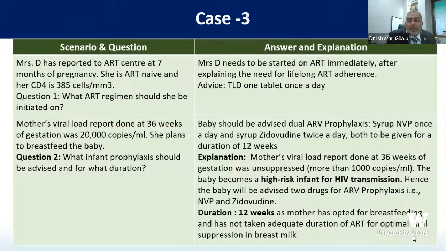Mother's viral load report done at 36 weeks is more than 1,000. And therefore, the baby becomes a high-risk infant for HIV transmission. And the baby will be advised 2 drugs and duration will be 12 weeks, as mother has opted for breastfeeding and has not taken adequate duration of ART for optimal viral suppression in breast milk. Next slide, please.